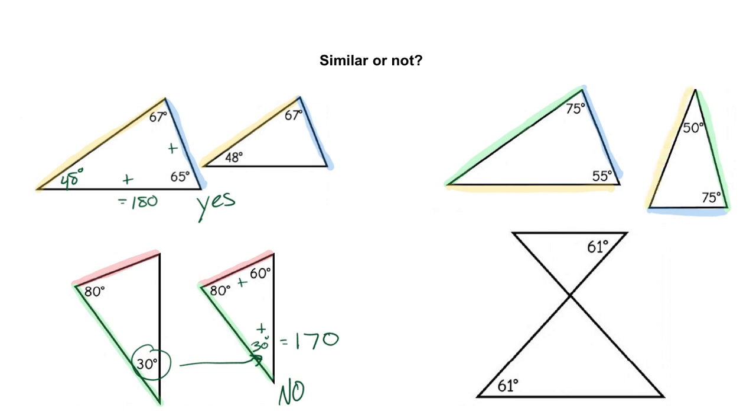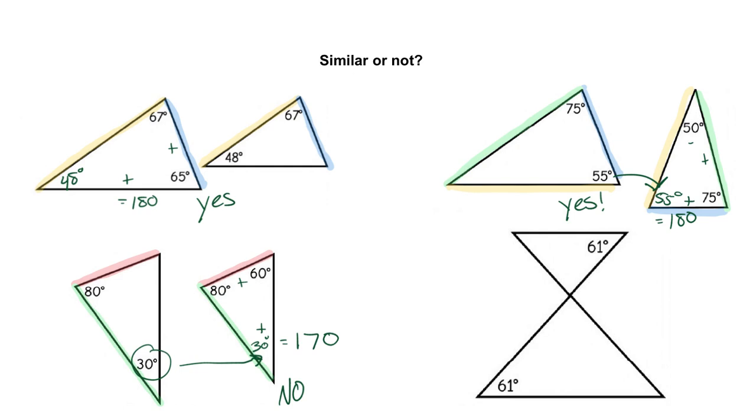So now let's look at this. If I have 75 here, I don't have a measurement here. On this one, it's 55. I have 50 here, and I don't have a measurement here. So if I input 55 onto this one, add it up, and if it equals 180, those are similar. If it does not, it is not. So 50 plus 75 plus 55 equals 180. So yes, those two triangles are similar.